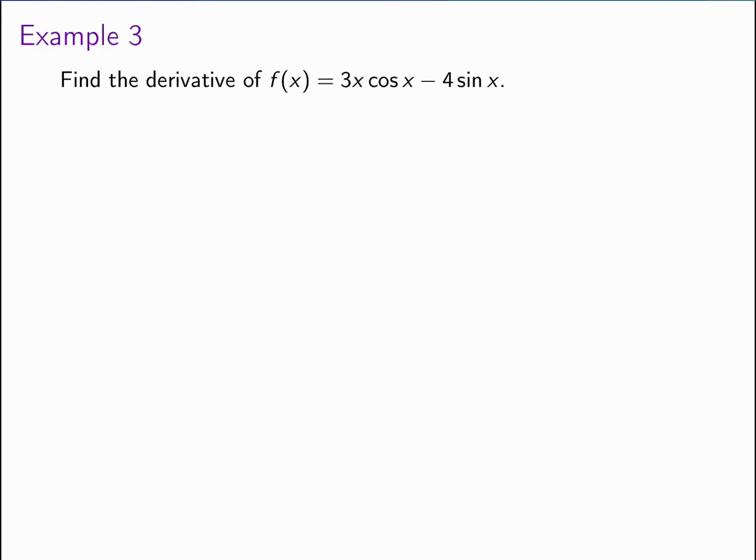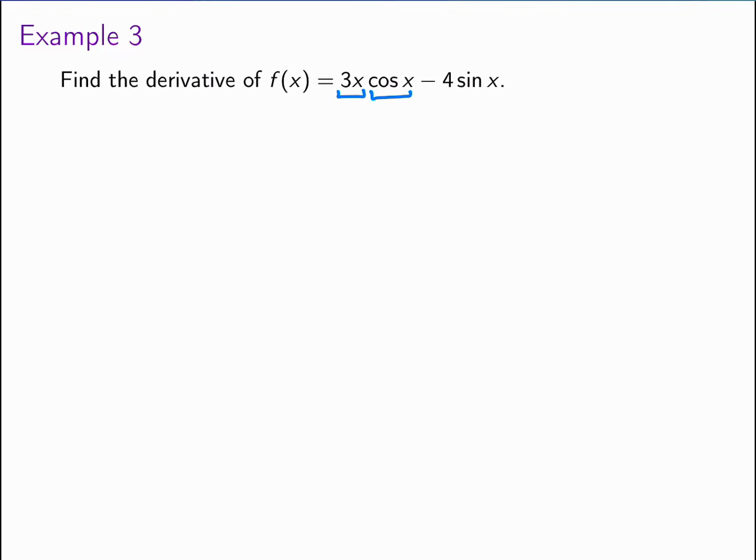Let's find the derivative of f of x equals 3x cosine x minus 4 sine x. So before I get started, I notice I have a subtraction going on here. So my sum and difference rule says that I can deal with this first piece and then deal with the second piece and deal with them separately. And then when I deal with them separately, I see that this first one will need a product rule because I've got two functions multiplied times each other.